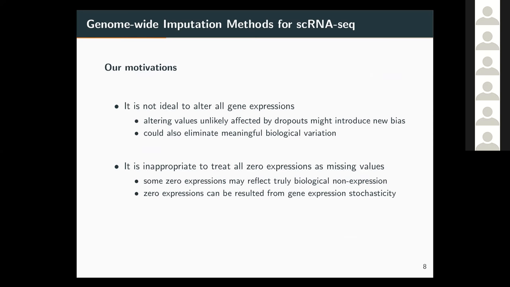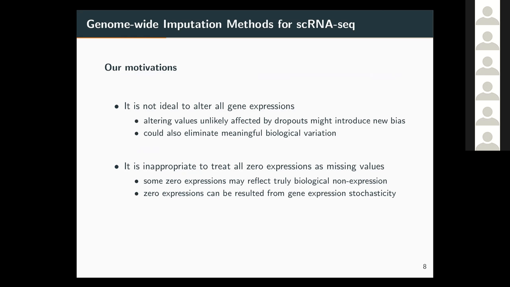So here I will introduce the motivation for our work. We have mainly two motivations. First, we think it is not ideal to alter all gene expressions. So we think that altering values unlikely affected by dropouts might introduce new bias, because there are a lot of technical bias and variances in sequencing itself. And this could also eliminate meaningful biological variation by making the heterogeneous cells too similar to each other.